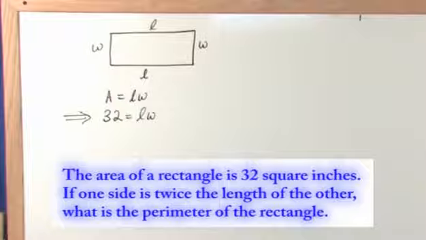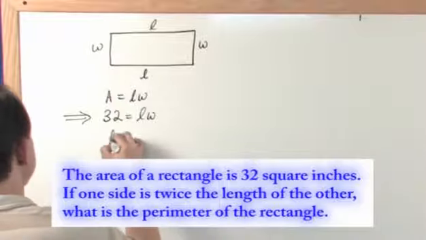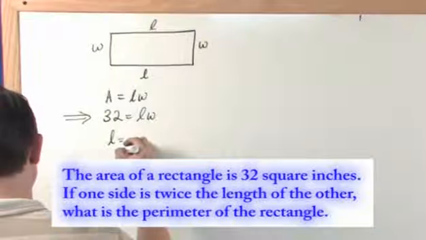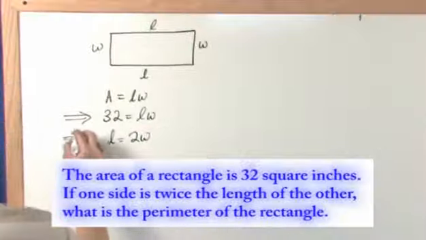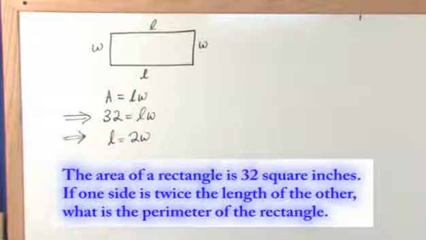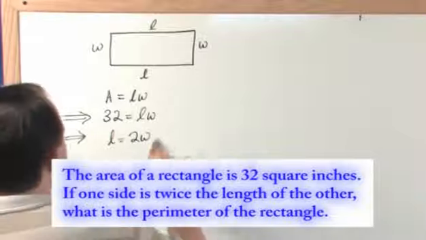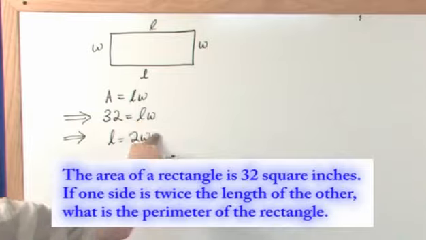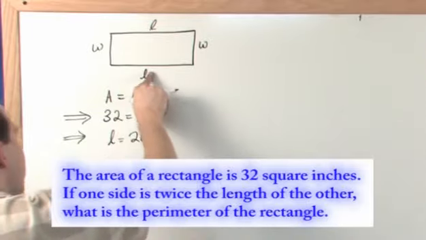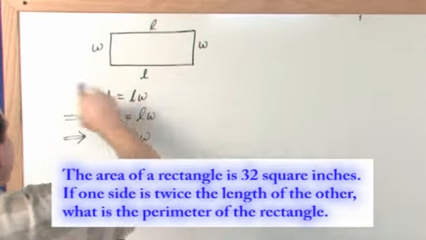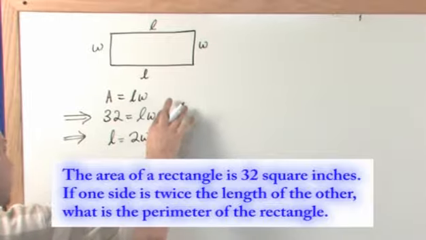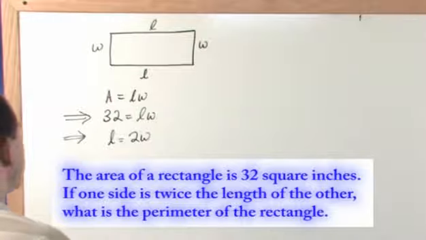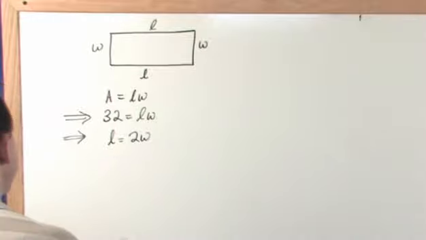Okay? It also says the length of one side is equal to 2 times the length of the other side. So that's my other equation. Okay, so now I have two equations and two unknowns, and it's going to let me find the value of L and the value of W, and the perimeter is just adding them all up. So I'm going to use these equations to find the length and the width, and then I'm going to use that to find the perimeter, which is what the problem actually asked me to do.